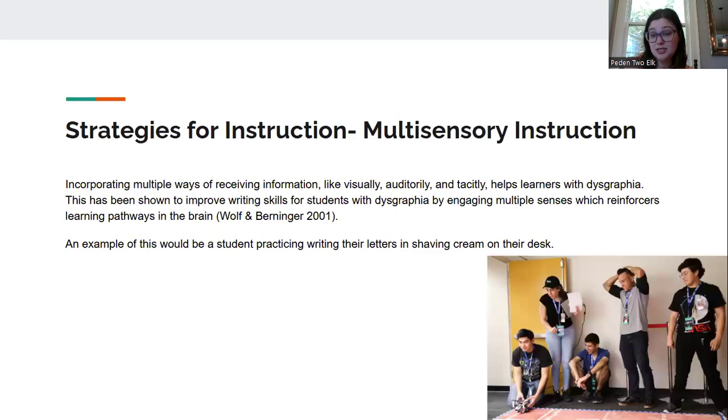Another strategy for instruction is multisensory instruction. So this is incorporating multiple ways of receiving information, like visually, auditorily, tactilely. These are all going to help learners with dysgraphia because it engages multiple senses, which reinforces learning pathways. An example of this would be having the student practice writing their letters in shaving cream on a desk.